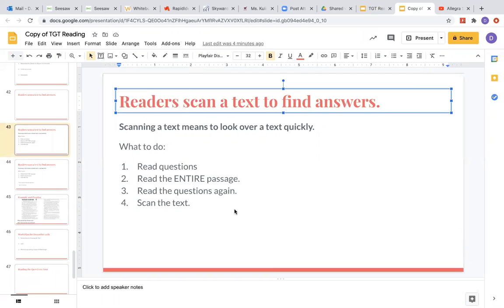All right, so what we're going to do today is readers scan a text to find answers. Scanning a text means to look over the text quickly.